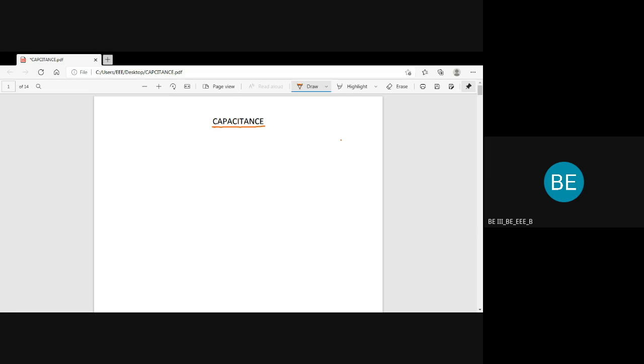So today we are going to start the capacitance topic. Up to last class we have discussed the problems in inductance. In a transmission line, we have to find R, L, and C. We know how to find the resistance R, and we have completed how to find the inductance L. So we know the formula for inductance L.